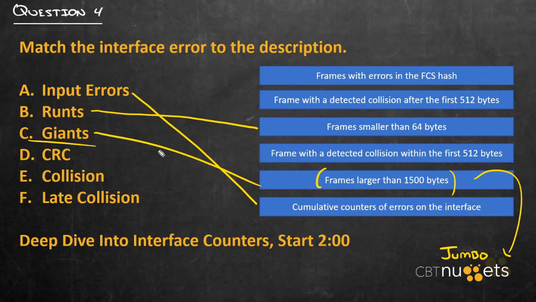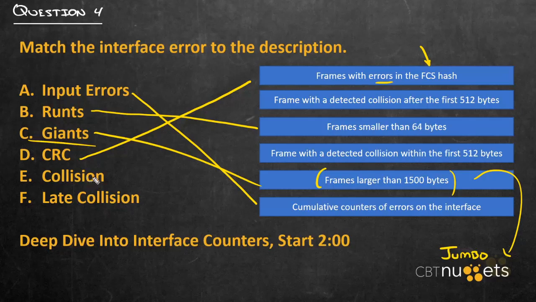CRC errors are, where are they? Frames with errors in the FCS, the frame check sequence hash, which is the last little bit of the frame, or right before it sends it, it calculates that value. If anything changes, it's considered an error.